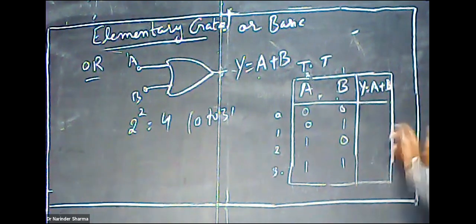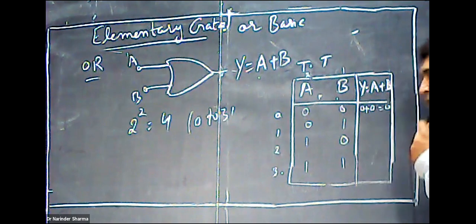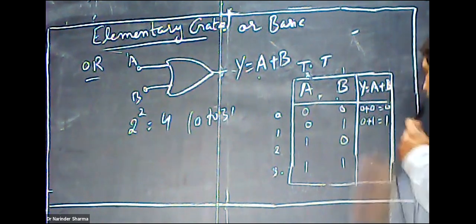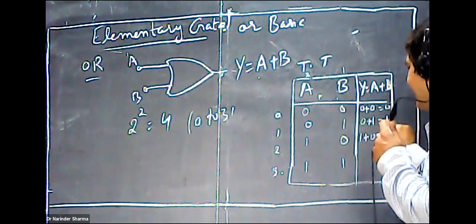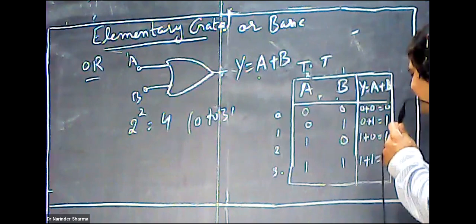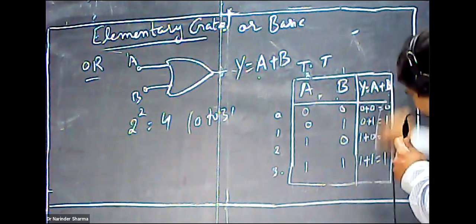Now this is the addition. 0 plus 0 is equal to 0. 0 plus 1 is equal to 1. 1 plus 0 is equal to 1. 1 plus 1 is equal to 1. So 1 plus 1, you have to remember, is always equal to 1 in an OR gate. So what has been concluded from this output?